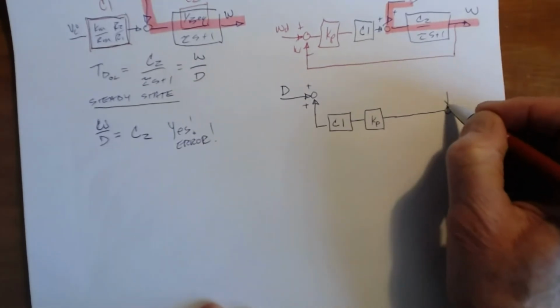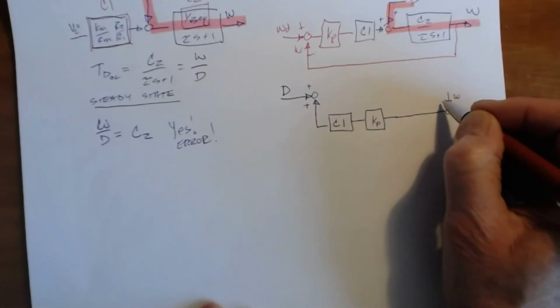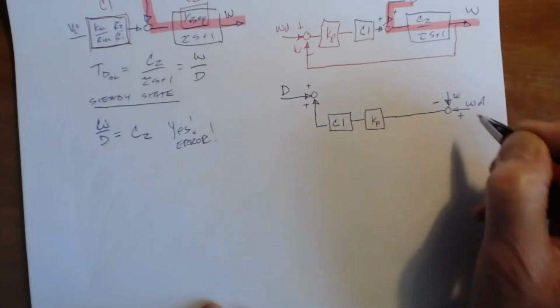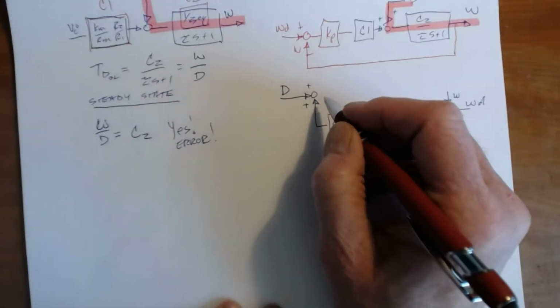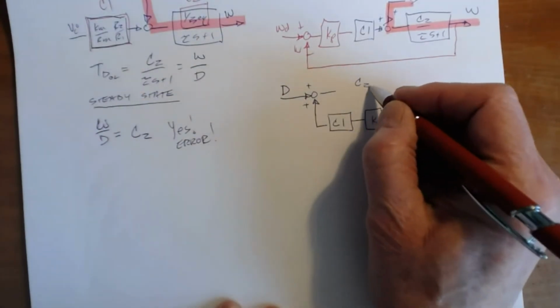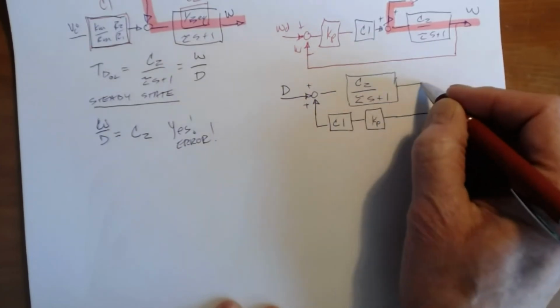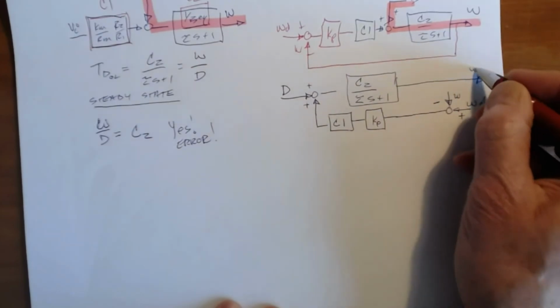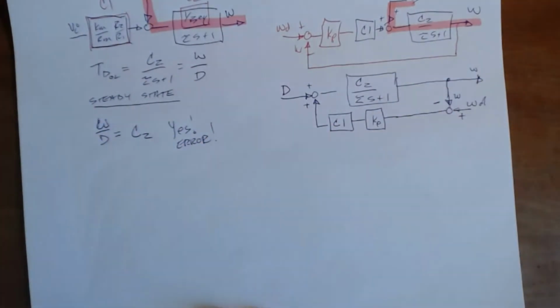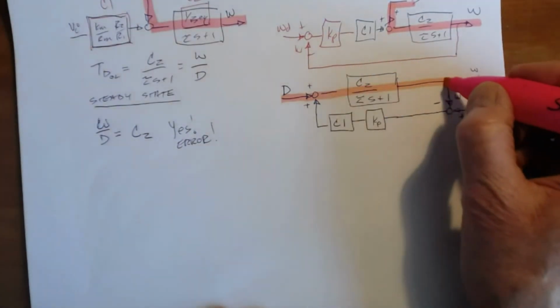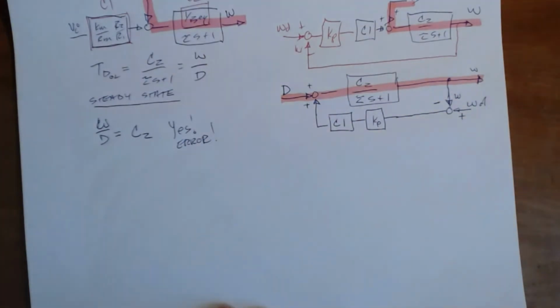And then here is omega, that's a minus sign, and here is omega desired, that's a plus sign. I'm putting it down there. And now I'm going to redraw this. This is just going to be C2 over tau S plus 1. Omega. Okay? So I've just redrawn the block diagram. I redrew it this way so that you can clearly see that that's the feed forward. And if you need something that's a feedback, here is the feedback term here.